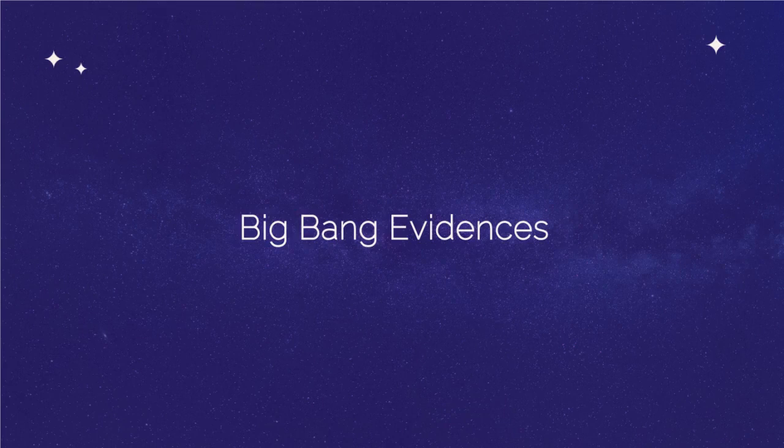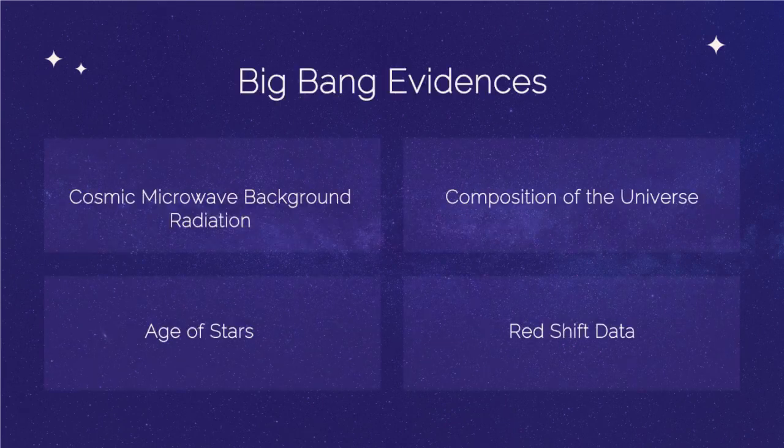There are several independent pieces of evidence that support the Big Bang theory. These are the evidences. 1. Cosmic background radiation. 2. Composition of the universe. 3. Age of stars. 4. Redshift data.